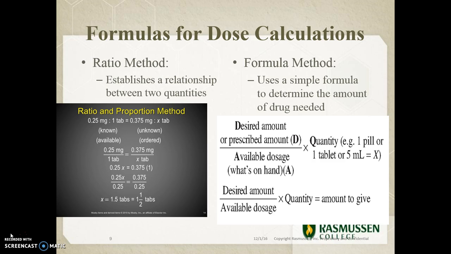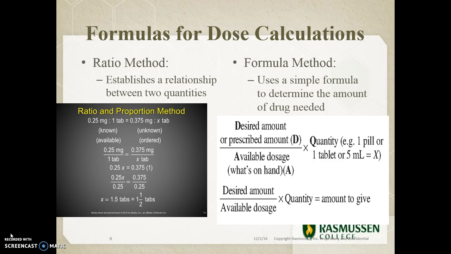Now, when we start talking about methods, we use two methods for dose calculations. We either use the ratio method or the formula. The ratio method establishes a relationship between two quantities. It compares the drug ordered to the amount on hand. The formula method uses a simple formula to determine the amount of drug needed in the equation.